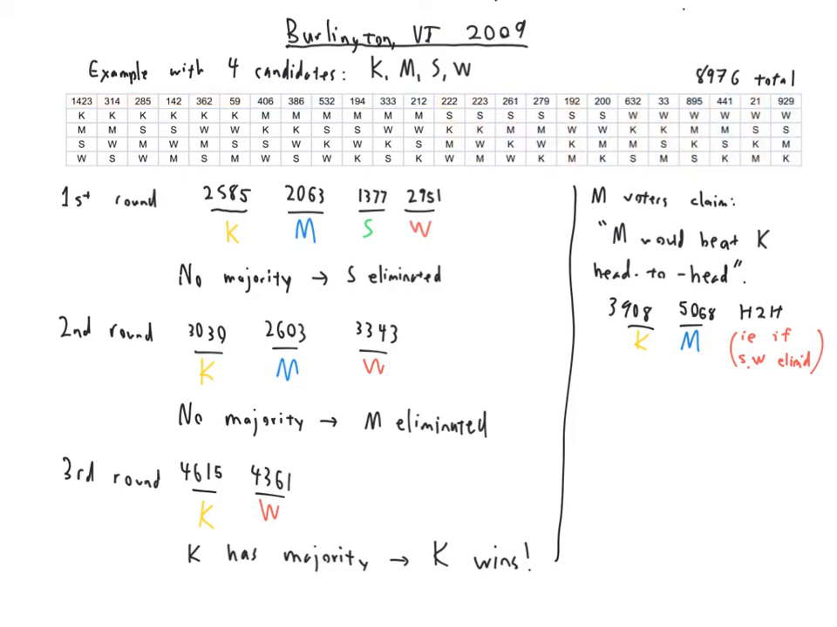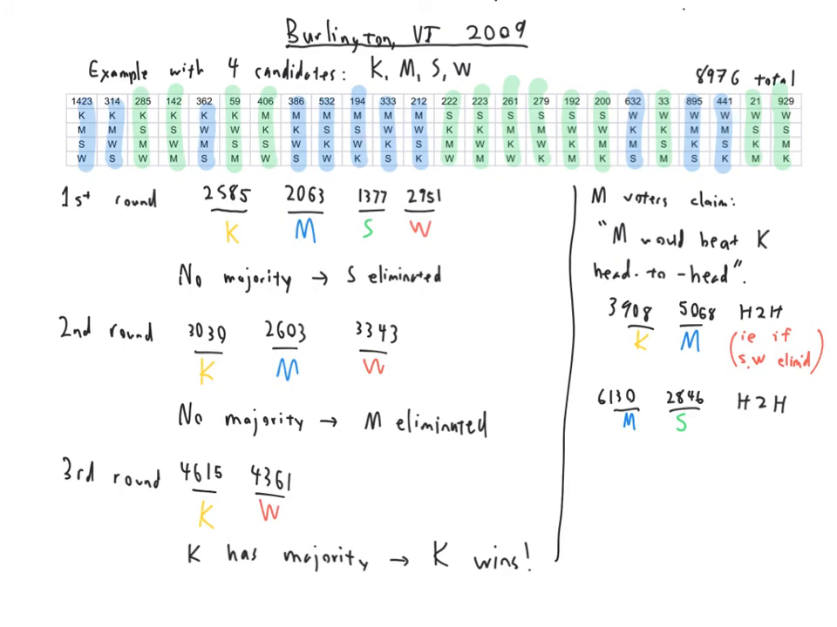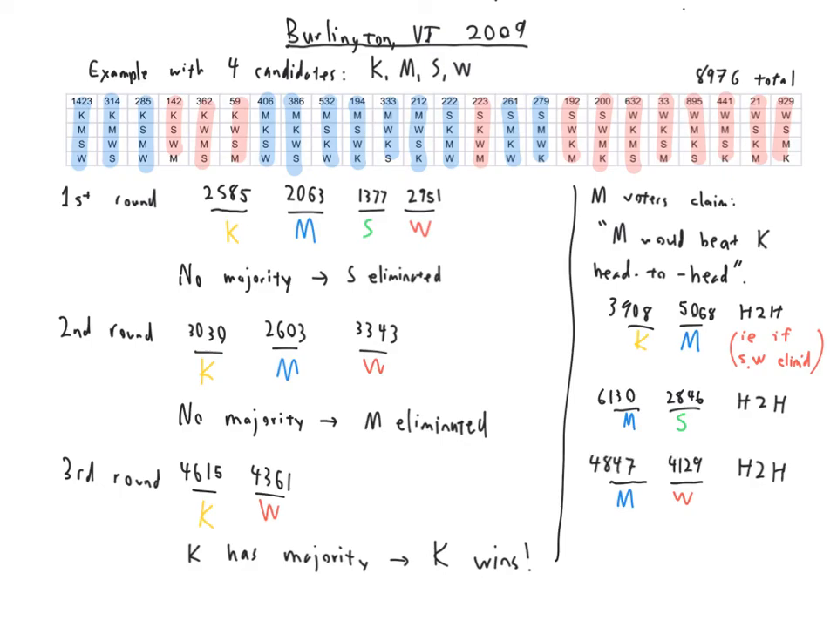But in fact, much more is true. Let's look at the head-to-head matchup between M and S. If we go through the same process of highlighting columns based on whether M was ranked ahead of S or vice versa, we can add things up and see that M would have also beaten S head-to-head. Finally, we can do the same for M and W. And once again, M would have won head-to-head. So candidate M could make an even stronger statement than what I wrote originally. Really, candidate M would have beaten anyone head-to-head, any of the other three candidates.